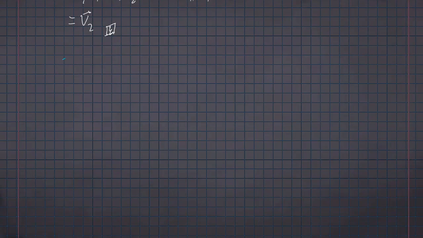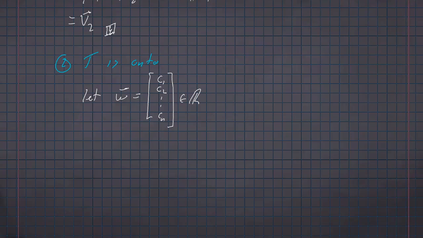The other claim is that T is onto. In order to show that something is onto, you start off by taking something out of the codomain. In this case, our codomain is Rn. So we'll call this vector w, but we know what a vector in Rn looks like. It's a column vector with n entries. I'll call them c1, c2, down through to cn.